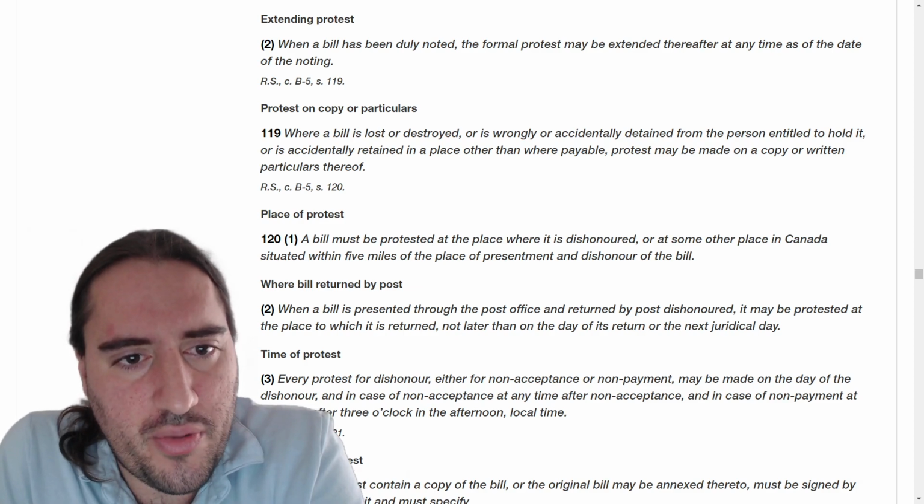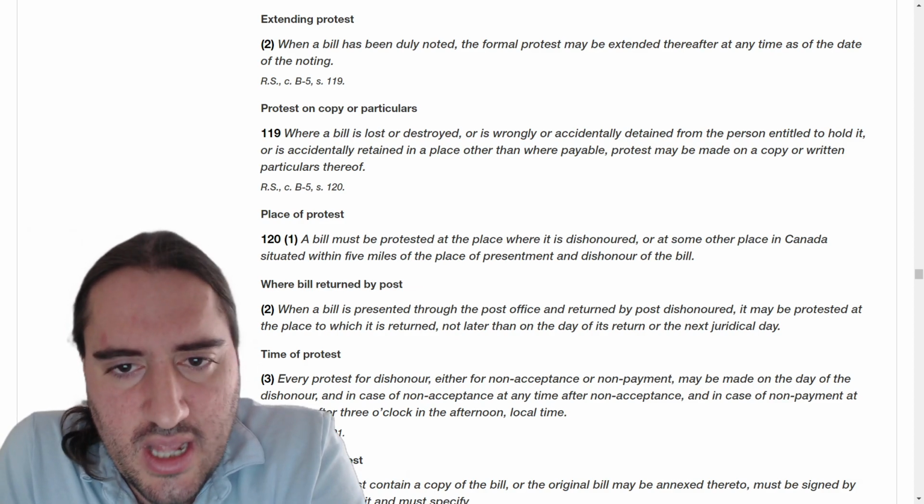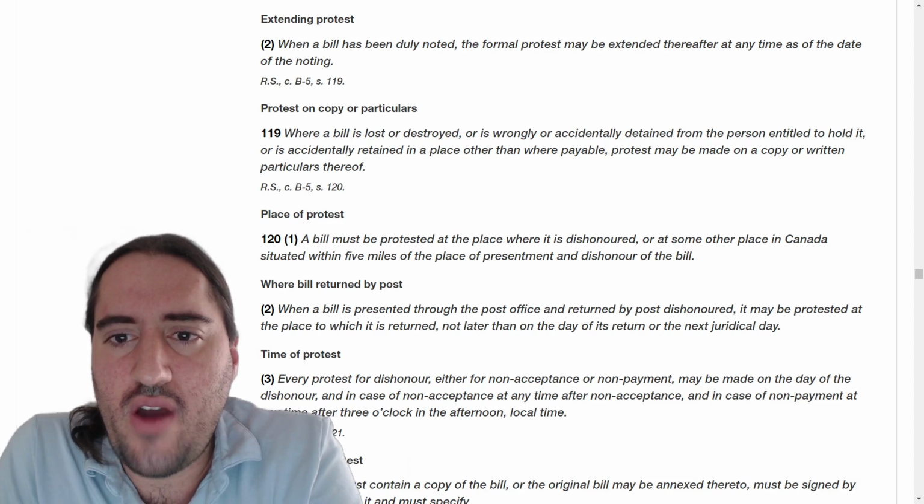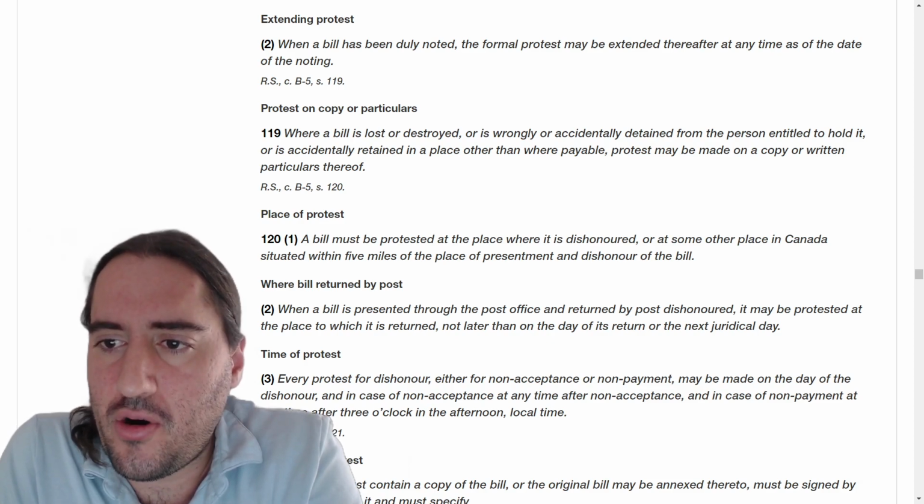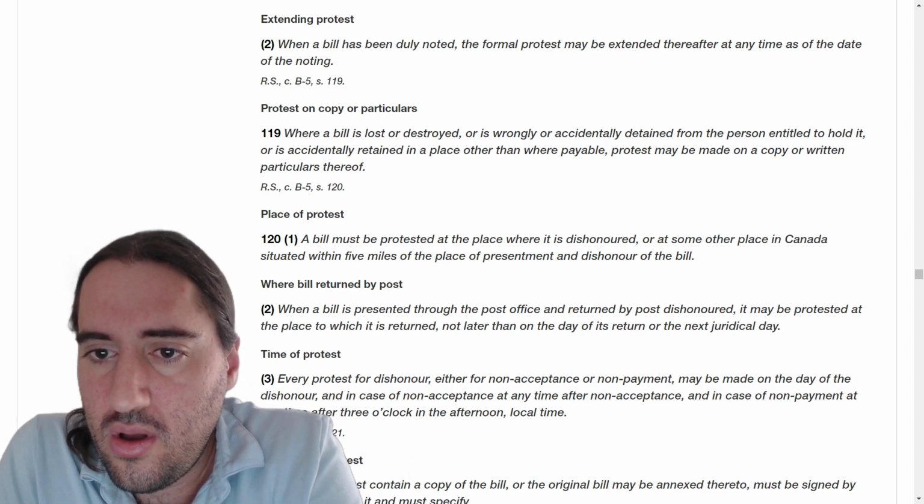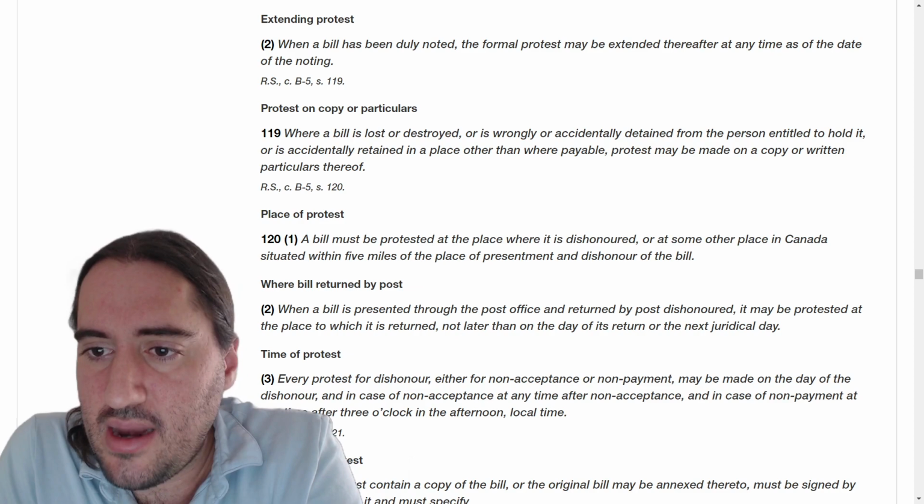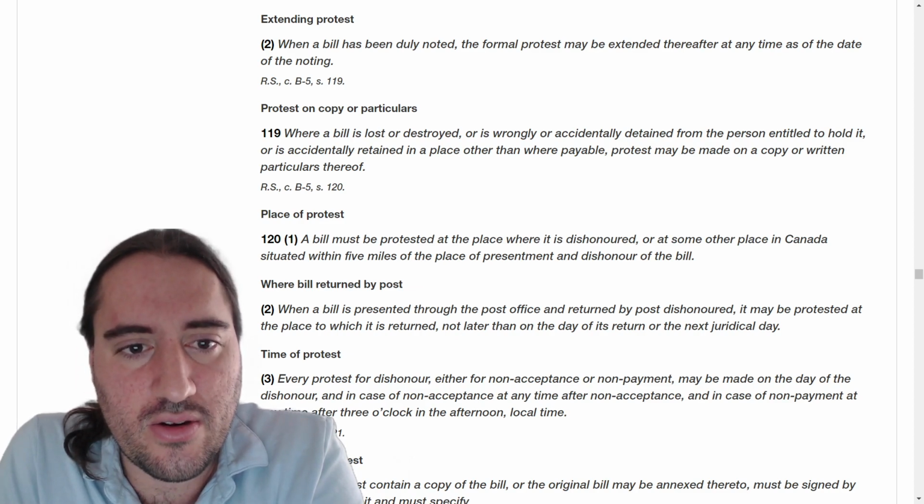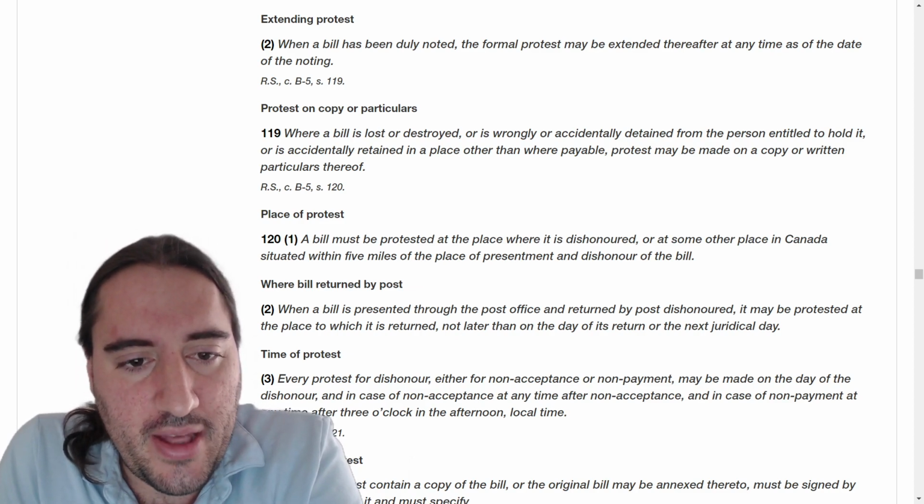Protest on copy or particulars. Where a bill is lost or destroyed or is wrongly or accidentally detained from the person entitled to hold it or is accidentally retained in a place other than where payable, protest may be made on a copy or written particulars thereof.